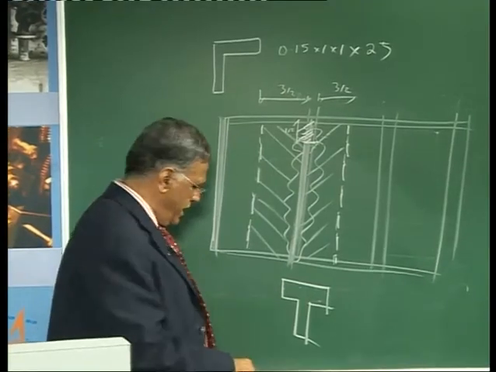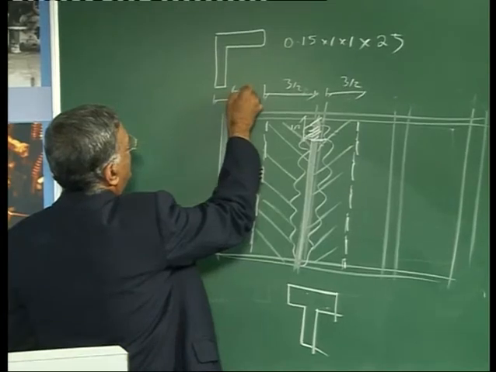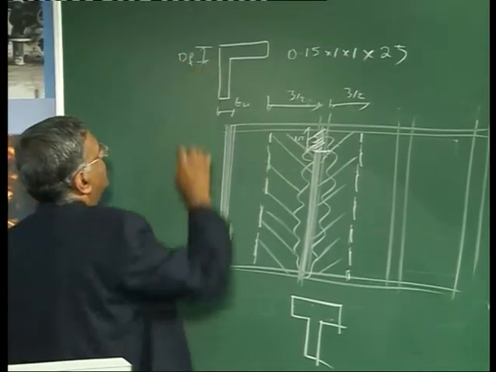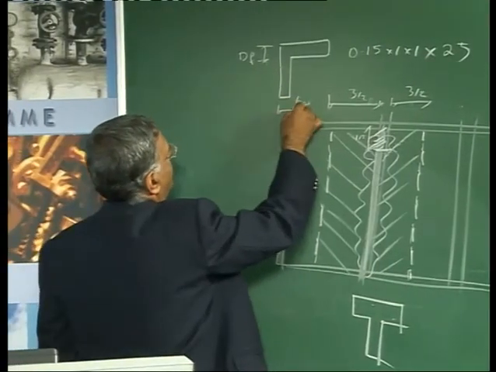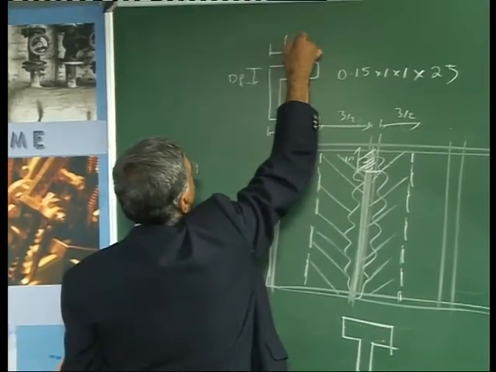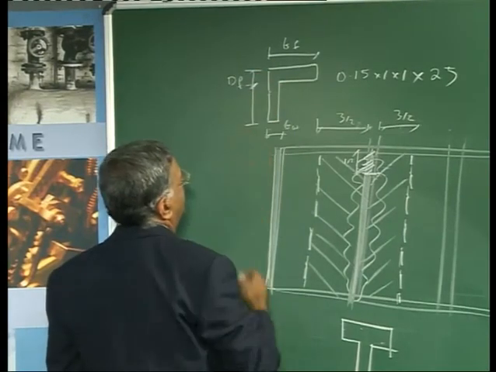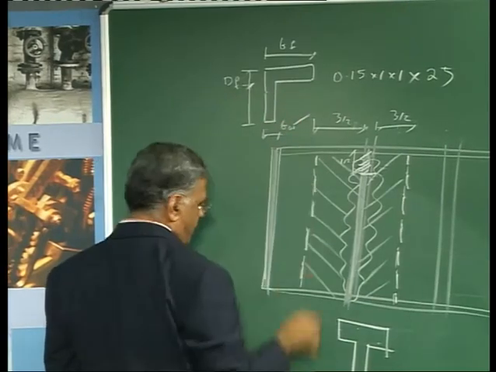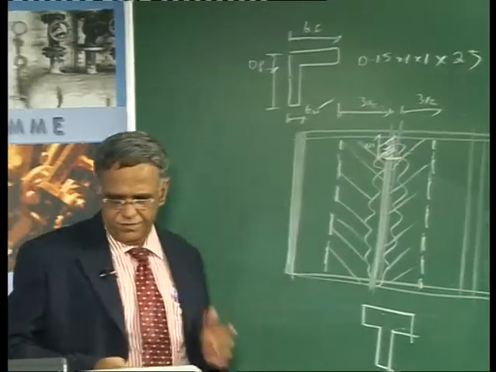So, we are going to design this L beam, and here I am going to show you the web has a width of bw, Df is the flange thickness, bf is the flange width. What else remains? We have the width of the web as bw, and this is the depth of the web. So, this is the beam in which we are now interested.